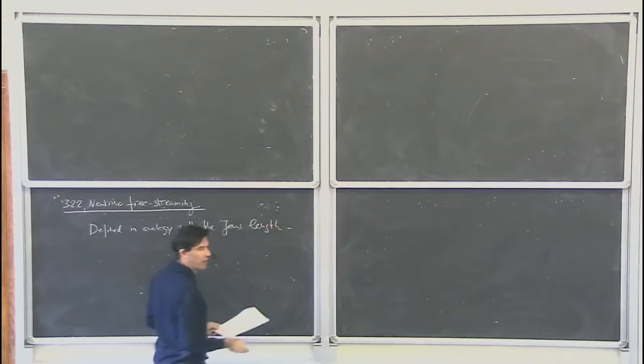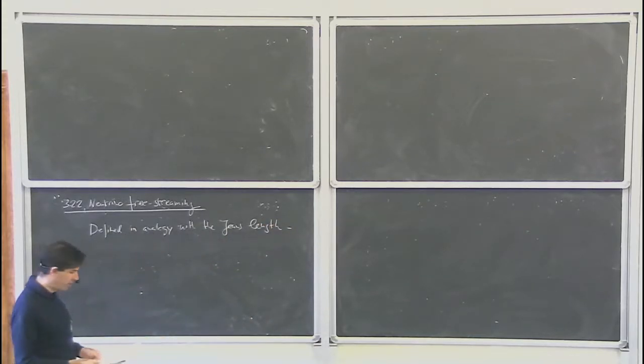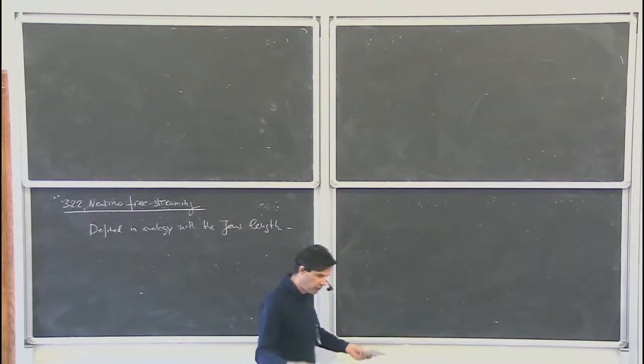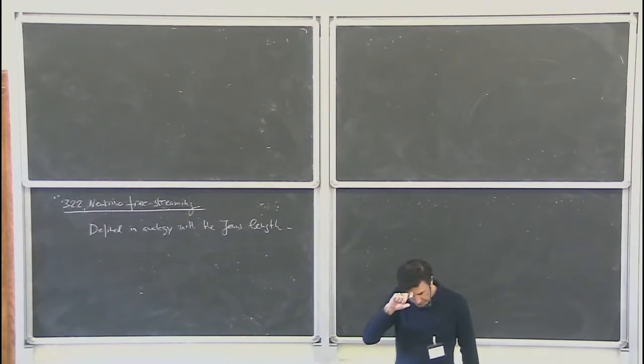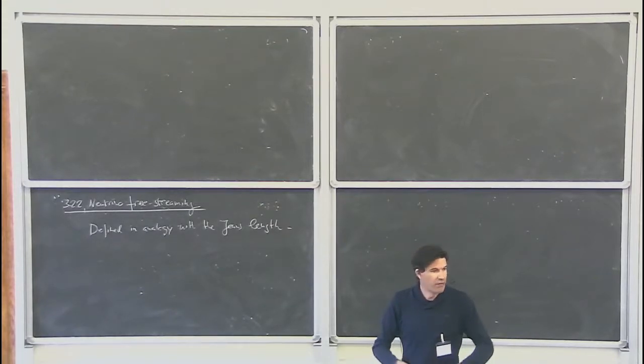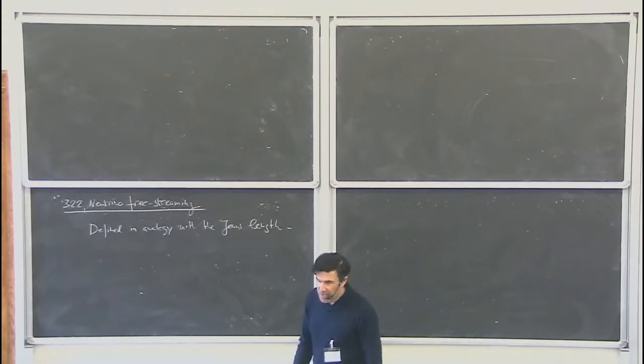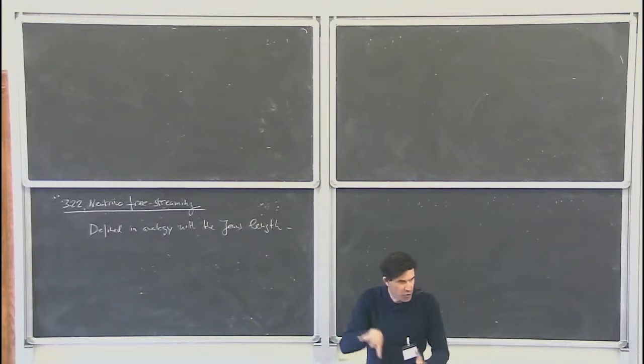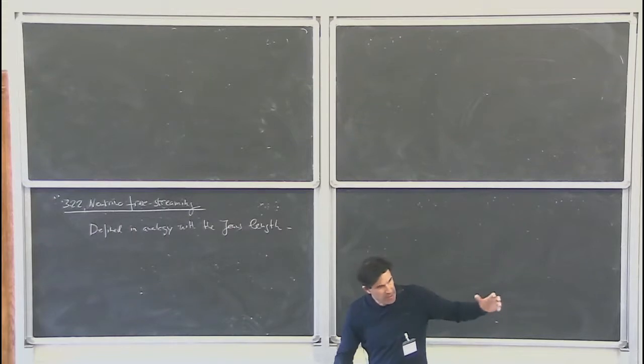So let's just go again briefly through the Jeans length. So what is the Jeans length? So you basically have a fluid, okay, a gas, self-gravitating with non-zero pressure. And the Jeans length is the scale at which pressure gradients basically balance the pull of gravity.